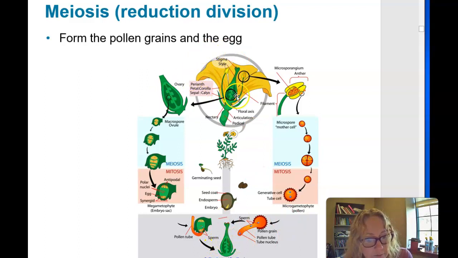Okay, so again, starting with the female part, you have your ovary. Meiosis is going to happen here. Then you've got mitosis because you have these cells that are going to divide. You have the one egg cell here, the pollen tube meets the ovary, and you have a little baby zygote plant.